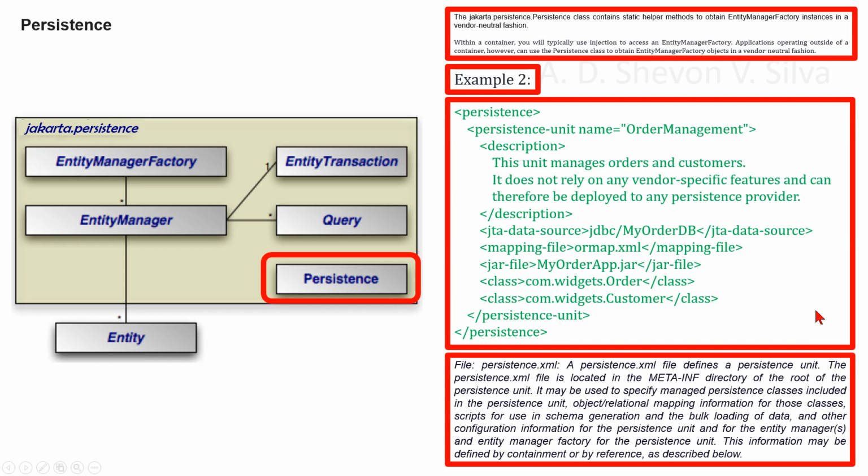It may be used to specify managed persistence classes included in the persistence unit, object relational mapping information for those classes, scripts for use in schema generation and bulk loading of data, and other configuration information for the persistence unit, and for the entity managers and entity manager factory for the persistence unit. This information may be defined by containment or by reference.